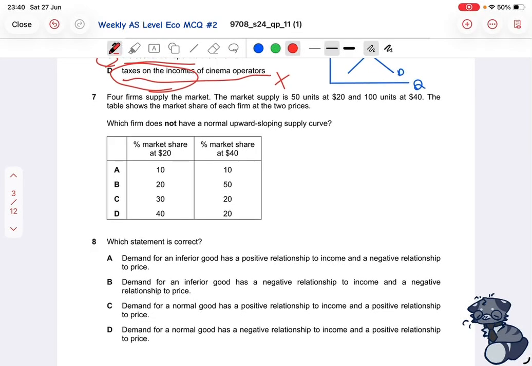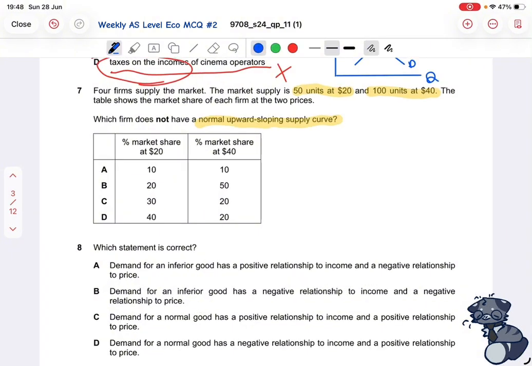Number 7. 4 firms supply the market. The market supply is 50 units at $20 and 100 units at $40. The table shows the market share of each firm at the two prices. Which firm does not have a normal upward sloping supply curve?